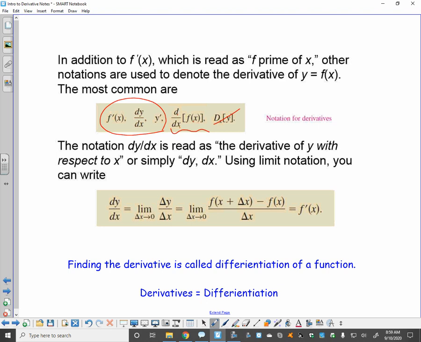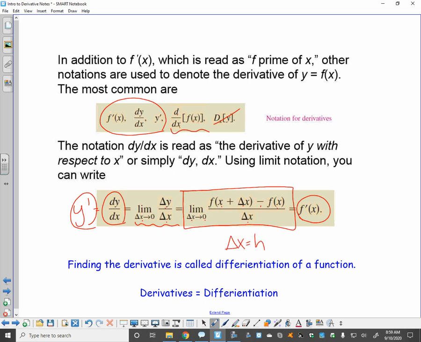Using limit notation, you can write dy dx, y prime, f prime of x. Those are all your derivative notations. Is the limit of the change in y over the change in x as the change of x goes to 0. But the big fancy one is the limit as delta x goes to 0 of f of x plus delta x minus f of x over delta x. Guys, remember, delta x is the same thing as h. h is that change in the x values.